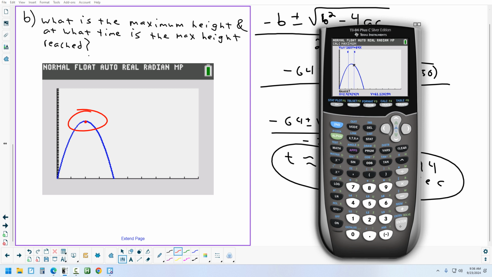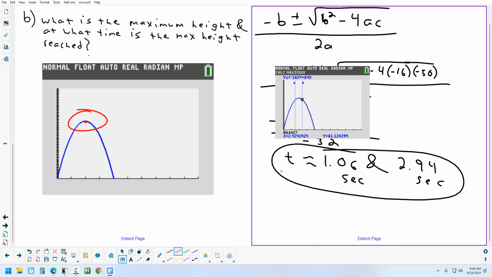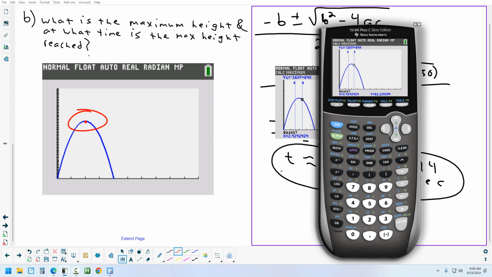What I've done now is I've given the calculator kind of a zone it's going to look in. Right? It's going to look between those two lines. And the last thing I have to do is the guess. The guess doesn't matter. You can really just hit enter. It is used for other things, but in this problem it has no effect. So just hit enter.